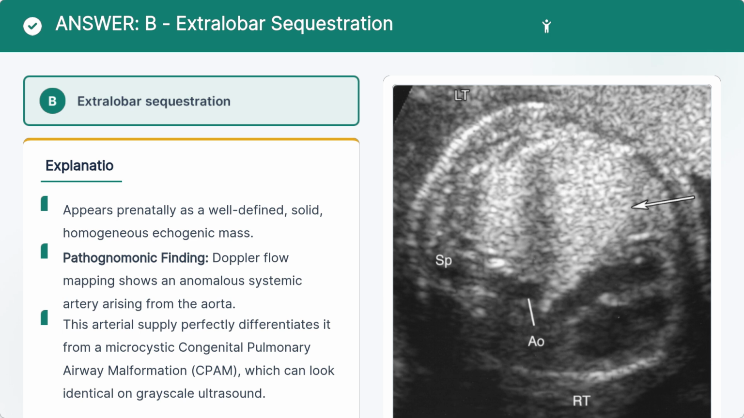The critical differentiating step is Doppler examination, demonstrating an anomalous systemic artery arising from the aorta and feeding the mass. This is pathognomonic for sequestration, because congenital pulmonary airway malformation receives its blood from the normal pulmonary artery, not the aorta. This is why Doppler interrogation is mandatory for every echogenic fetal lung mass, as the presence or absence of the aortic feeder changes the diagnosis completely.